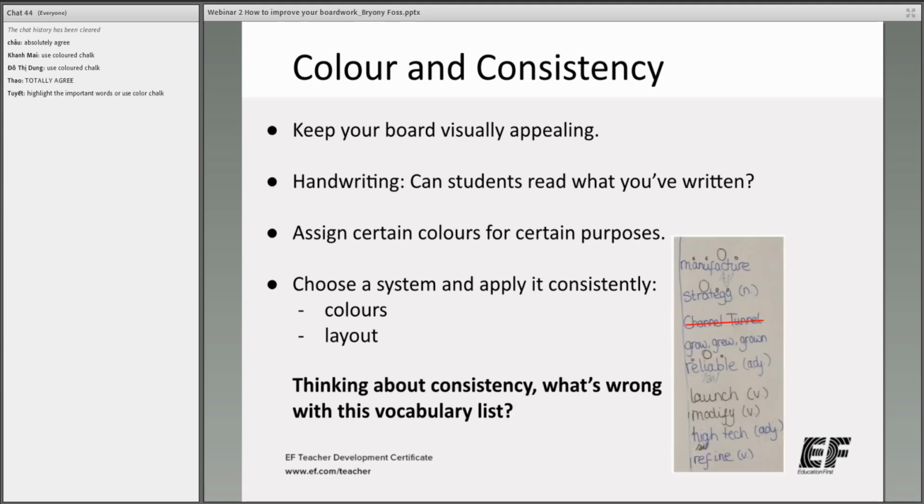I'm going to show you a photo of a new vocabulary column. And I want you to be thinking about consistency and making things easy for the students to find. What's wrong with this vocabulary list? Write some answers in the chat box. What's wrong with this vocabulary list?